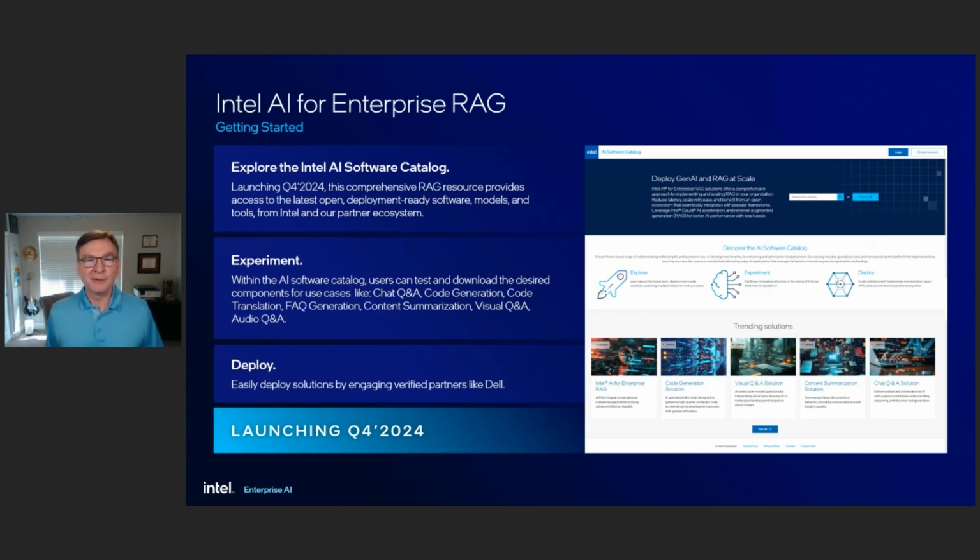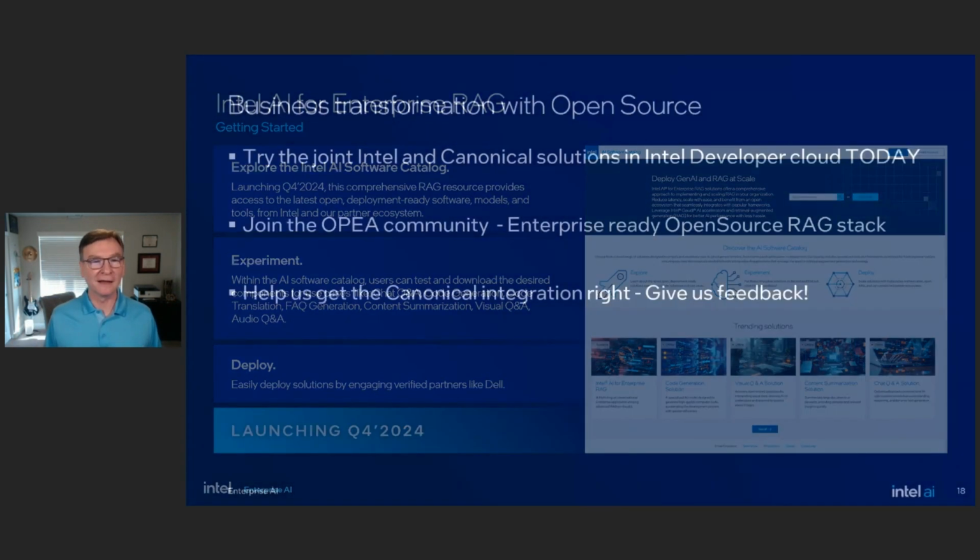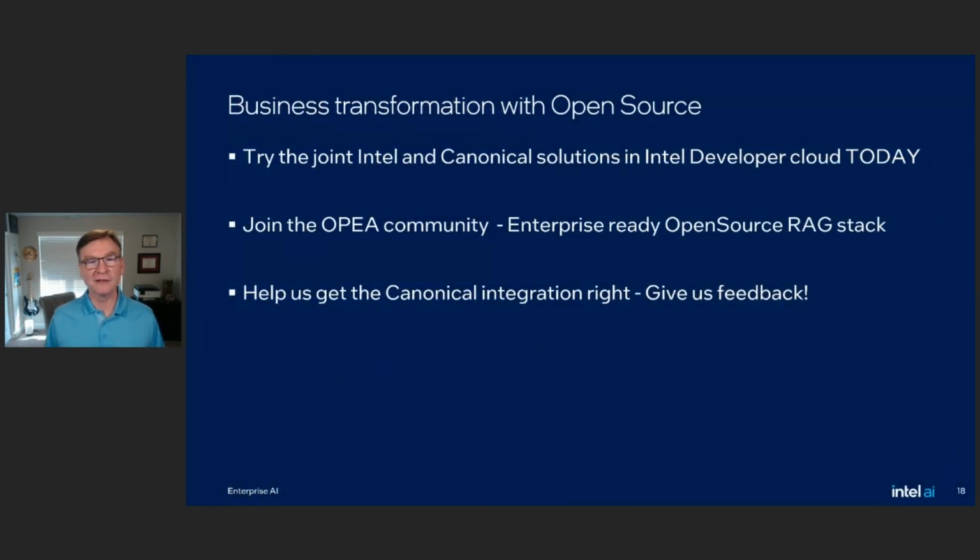Now, summing this up, my call to action for you is really, this is about simplifying enterprise Gen AI adoption and helping you reduce the time to production for hardened and trusted solutions. So some things I might suggest: try the Intel and Canonical solutions in the Intel Developer Cloud today. So you can go and access these, give them a whirl, and see how your application performs leveraging both Intel and Canonical.